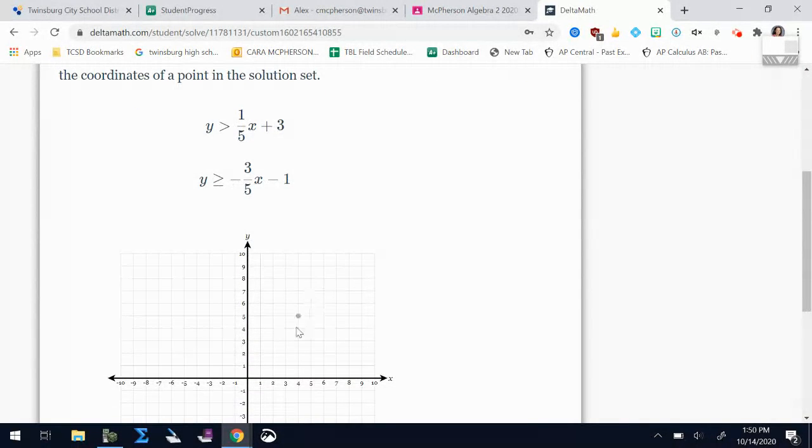So again, these are in slope-intercept form. So I'm going to start at 3, and then I'm going to go up 1 over 5. That has no equal to, so I'm going to change it to a dotted line. And it's a greater than, so I'm going to shade it above. Then I'm going to do the next one.